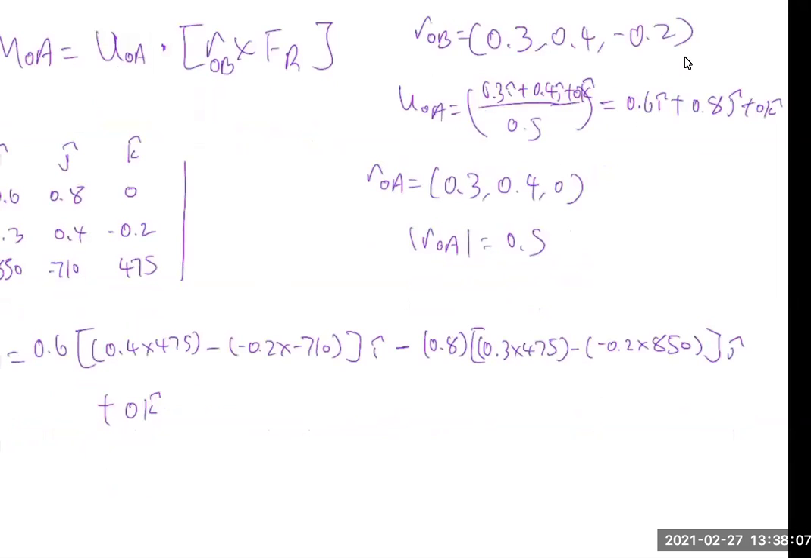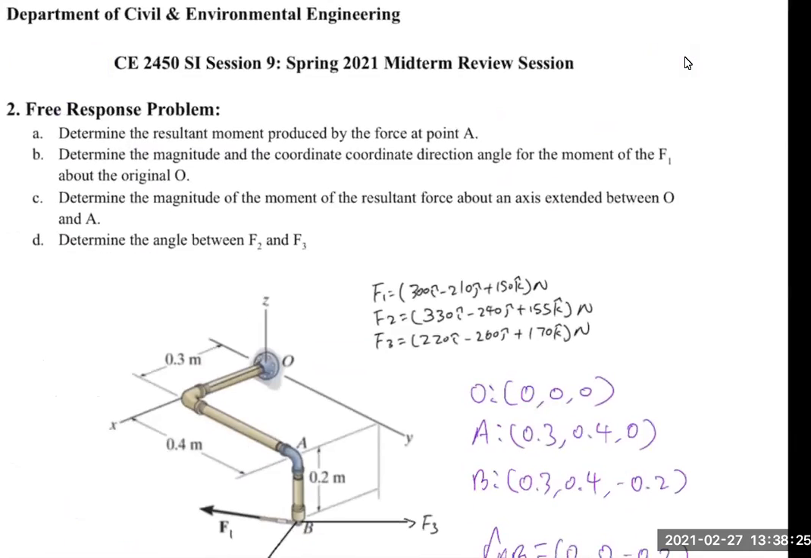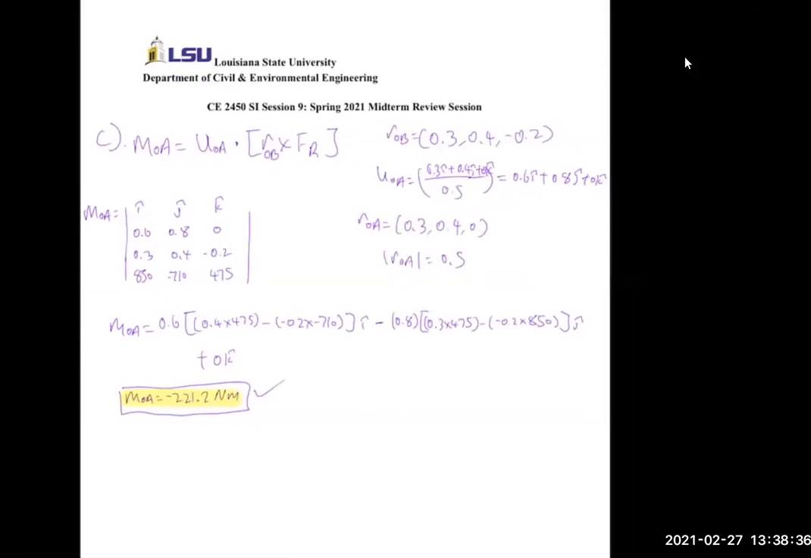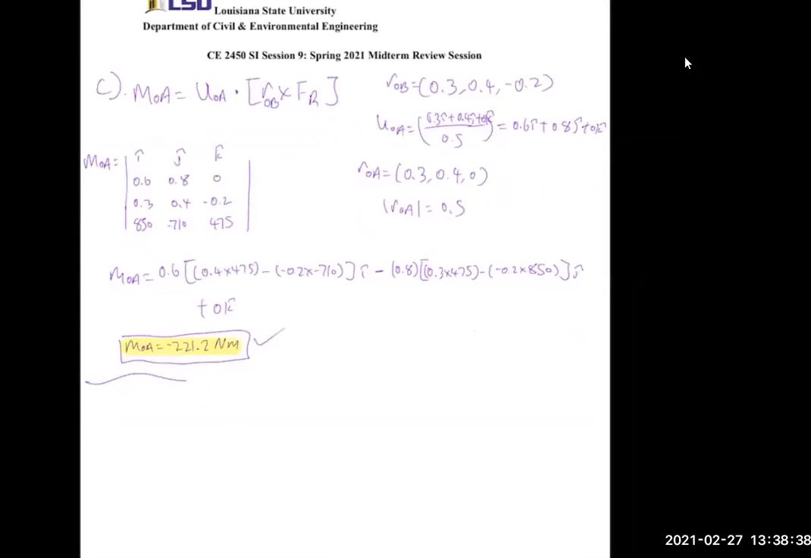Okay, and then just put everything in the calculator. I'm going to get my final answer as negative 221.2, and the unit is millimeter. So okay, that's the answer for C. Then part D.